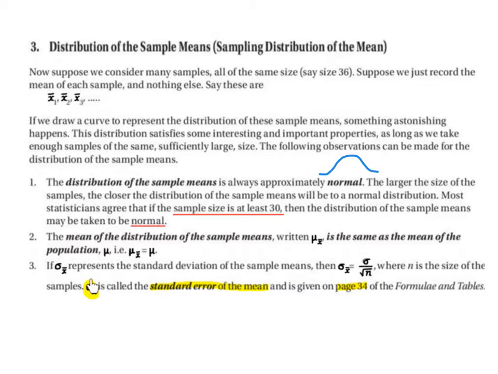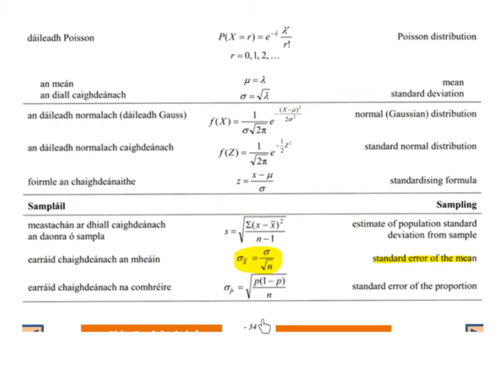So this symbol here is called the standard error of the mean, and it is given on page 34 of the formulae and tables. So here we have page 34 of the tables, and we see under the sampling section we have the standard error of the mean.